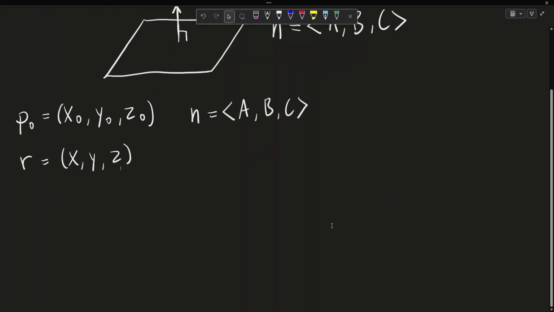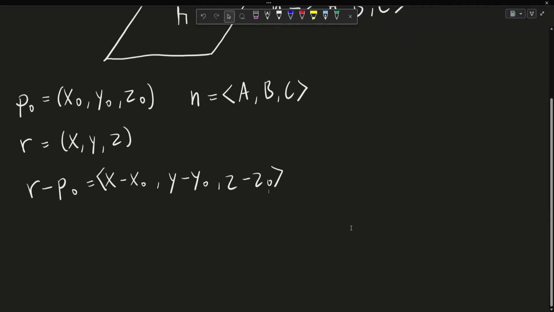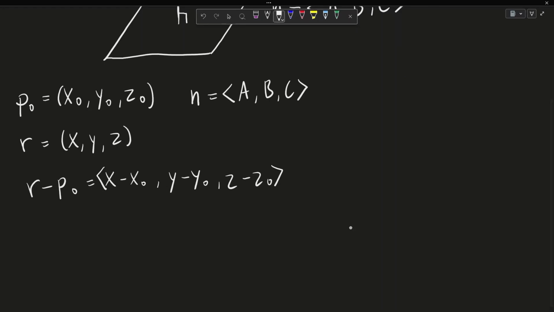We can subtract p naught from r, so r minus p naught, which would give us x minus x naught, y minus y naught, z minus z naught. This is now a vector since we're subtracting 2 points. And then taking the dot product between n and this newly found expression, r minus p naught.